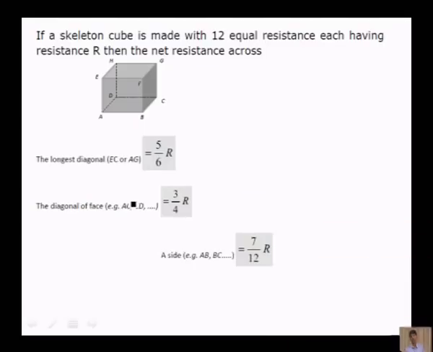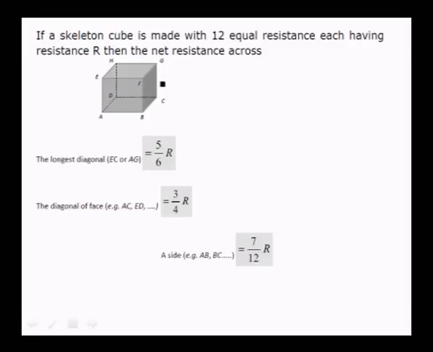Next, this is one of the most important problems. It requires a lot of steps to calculate, but here I am giving you a shortcut to calculate it. This is a skeleton of a cube. All the sides of this skeleton have a resistance equal to R.